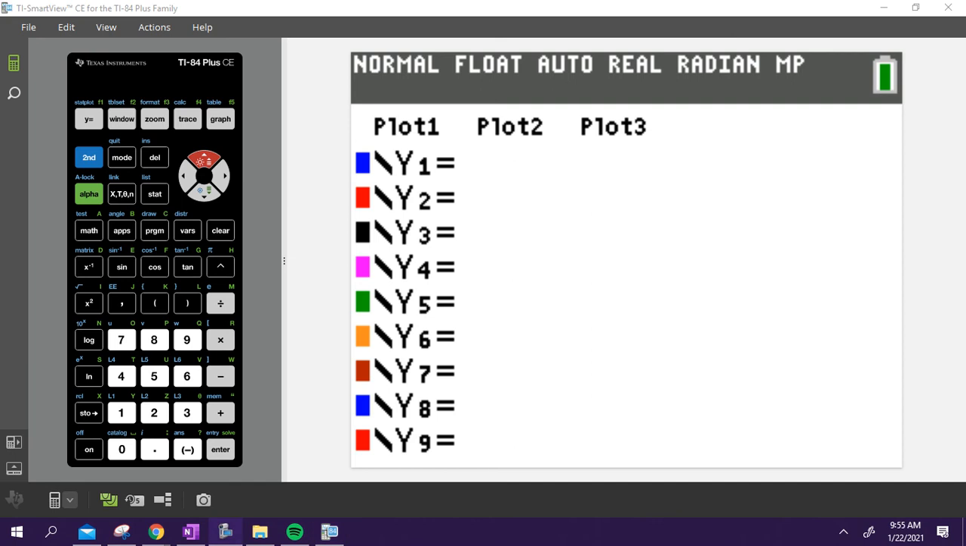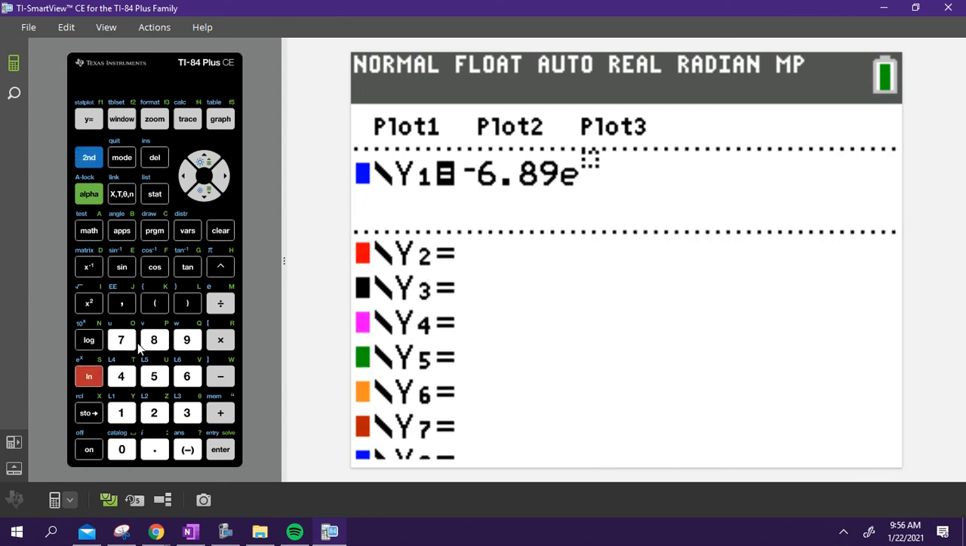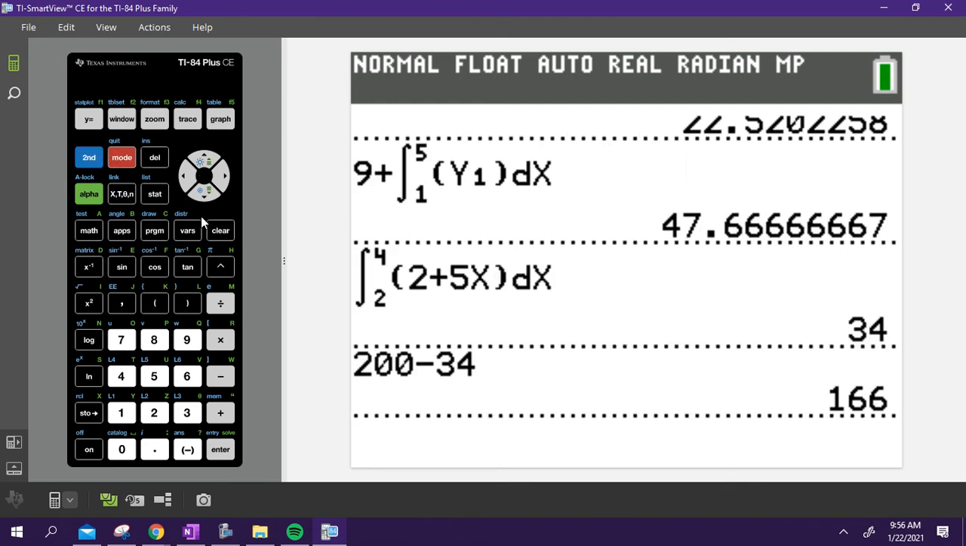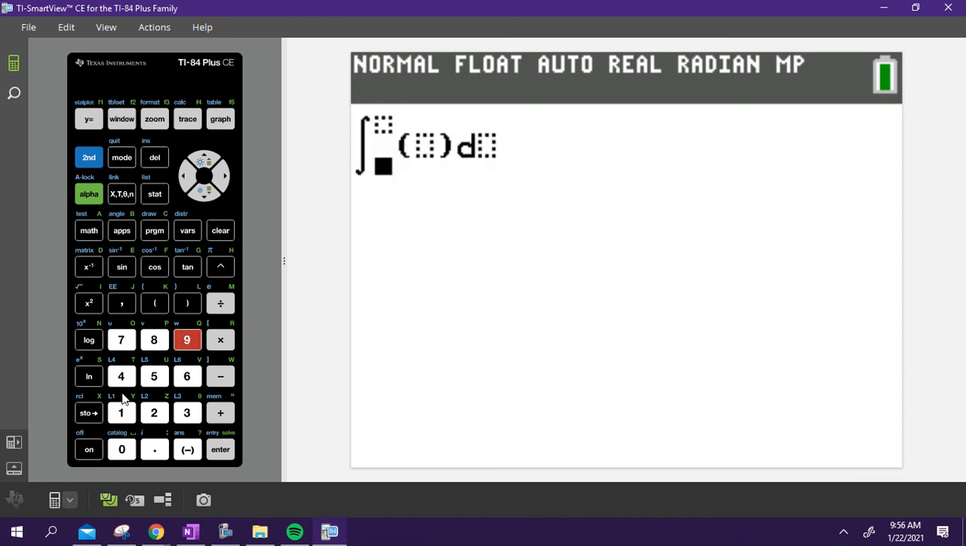If I'm typing this into my calculator, I would go to Y1 always. I always like to type it as Y1 in case I have to type it in again. If I type this thing in, it says negative 6.89 e to the negative 0.053 t, in this case x. That's my equation. Second quit. I'm going to integrate that thing. So I'm going math 9. Remember, math 9 is going to get me integration. I'm integrating this thing from 0 to 4.